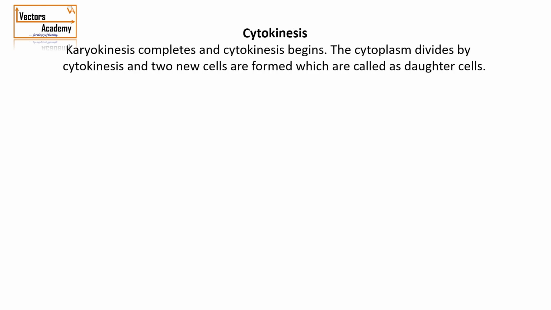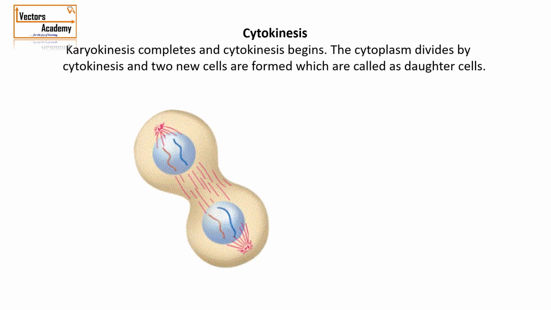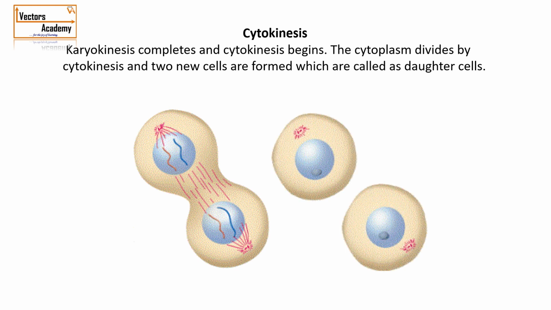The cytoplasm divides by cytokinesis and two new cells are formed, which are called daughter cells. In this process, a notch or depression is formed at the middle of the cell, that means at the equatorial plane, which deepens gradually and two new cells are formed. However, in plant cells, instead of a notch, a new plate is formed exactly along the midline, and thus cytokinesis is completed.